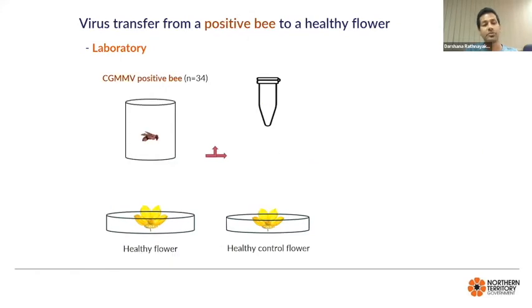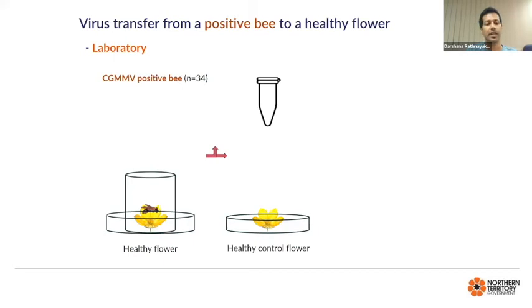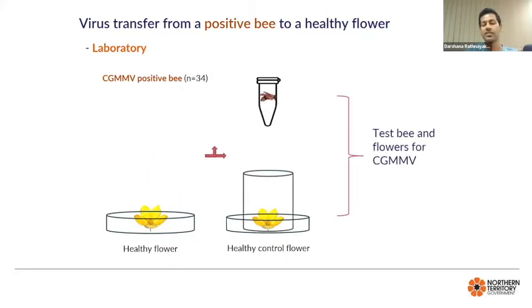In the lab trial, we collected bees from a positive beehive, and then we let that bee feed on healthy cucumber flowers for some time. Once it finished, we removed the bee from the vial, and then we placed the empty vial as a control. At the end, we tested both bees and the healthy flowers and the control flowers for CGMMV.